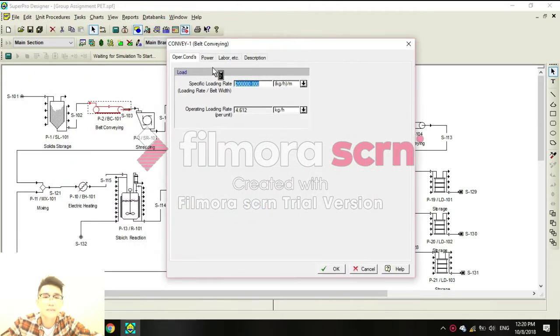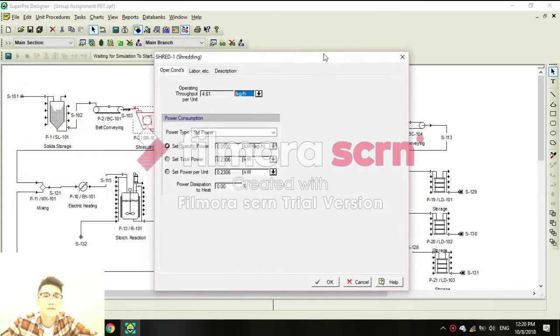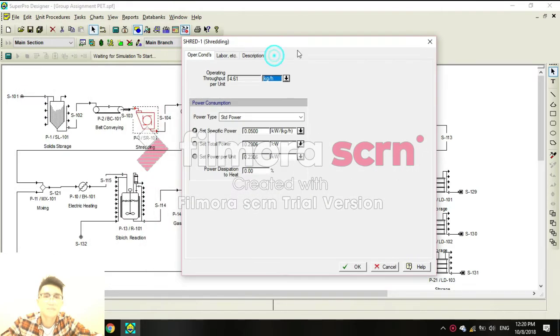In our project, we use belt conveying because pumps can only be used for liquid and compressors for gas. For solids, we need to use a belt conveyor to transfer all the reactants. After the belt conveying, we go for the shredding unit operation. In shredding, we never really touch anything because we use the default setting from SuperPro.